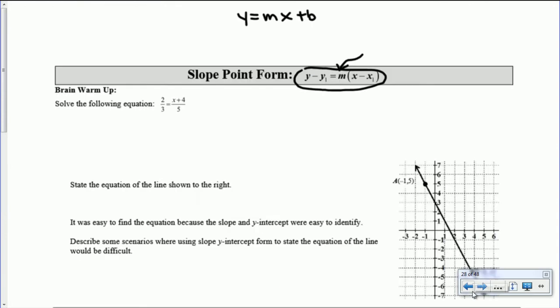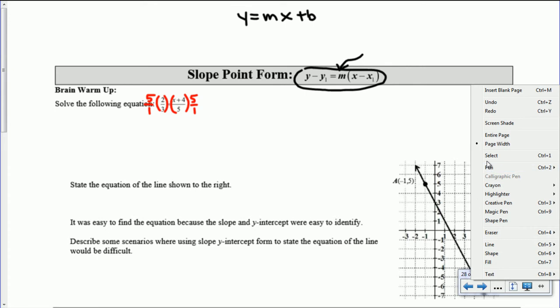Okay, moving on. A bit of a brain warm up here. Solve this for x. I'd encourage you to pause the video right now and try that on your own, but we'll go through it right now together. The first thing I'd like to do is probably get rid of the 5 and the 3. In order to do that, I can get rid of the 5 first, so multiply both sides by 5 over 1.